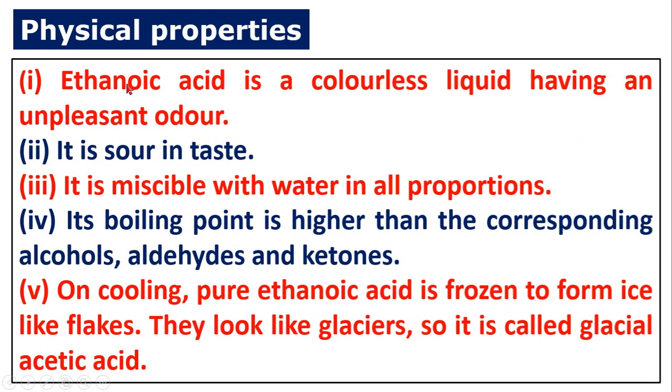Physical properties of ethanoic acid. First, ethanoic acid is a colorless liquid having an unpleasant odor. Second, it is sour in taste. Third, it is miscible with water, or mixed with water, in all proportions. Fourth, its boiling point is higher than the corresponding alcohols, aldehydes and also ketones. Fifth, on cooling, pure ethanoic acid is frozen to form ice-like flakes. Flakes means stick-like structures. They look like glaciers, so it is called glacial acetic acid.